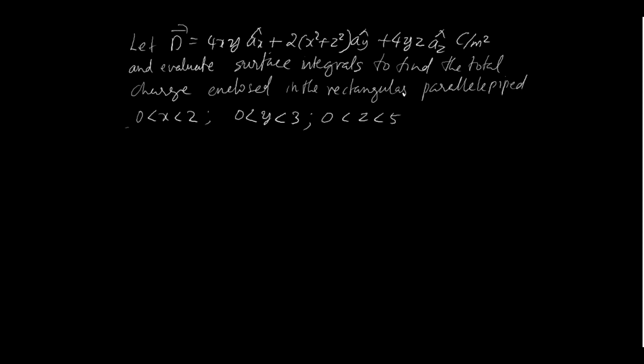One is x equal to 0, one is x equal to 2, then y equal to 0, y equal to 3, z equal to 0, and z equal to 5. Now we will see each surface, the surface element dS on each surface, and how the dot product will be. So first, the x equal to 0 surface.